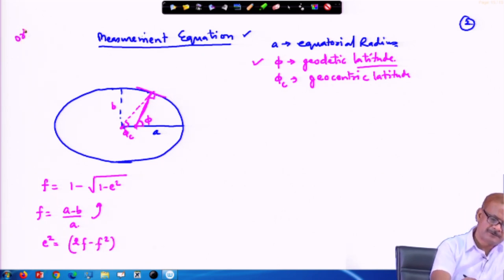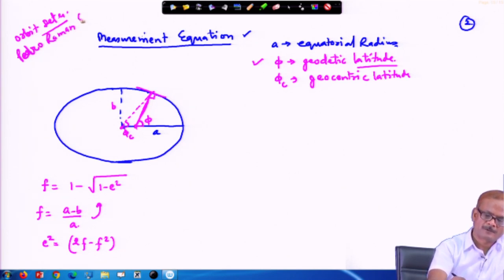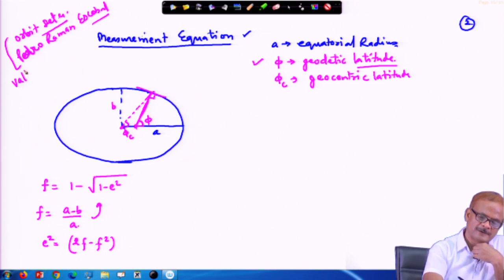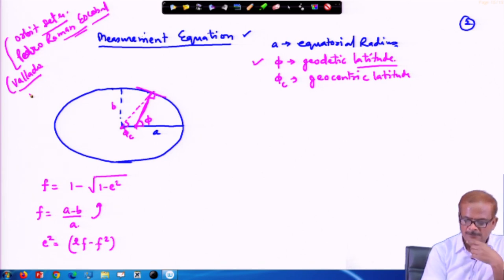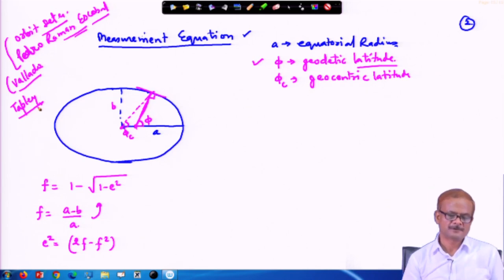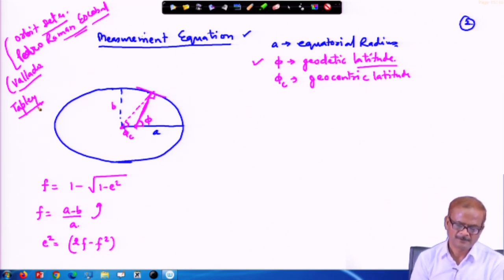There is a book on orbit determination by Pedro Ramon Escobal. It is an old book, but it gives you all those descriptions. Also, you can look into Vallado. This is the second book where you can look for some of these descriptions, but this is very nicely described. And the third book on this may be by Tapley, Statistical Orbit Determination by Tapley. So, these three authors, Pedro Ramon Escobal, David Vallado, and Tapley, if you refer to these books, you will get some of these things listed there.